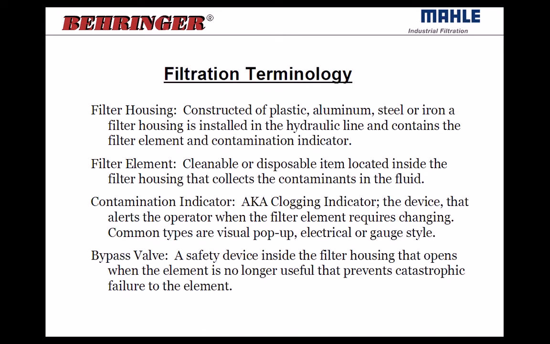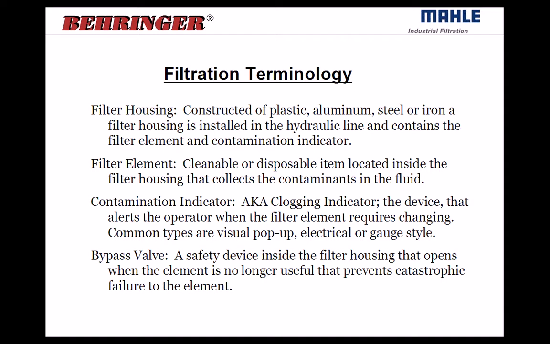Some terminology that we'll be talking about today and that you hear regarding the filtration. First of all, when you're talking about a hydraulic filter, what does it include? The first part is the filter housing, which could be constructed out of aluminum, steel, plastic, some sort of iron. And this is the device that's actually installed in the hydraulic line. And it contains the filter element and contamination indicator. The filter element is the device that actually provides the filtering of the fluid. It's either disposable or cleanable, and it's included in the housing, and it's the device that traps the contaminants within the mesh.